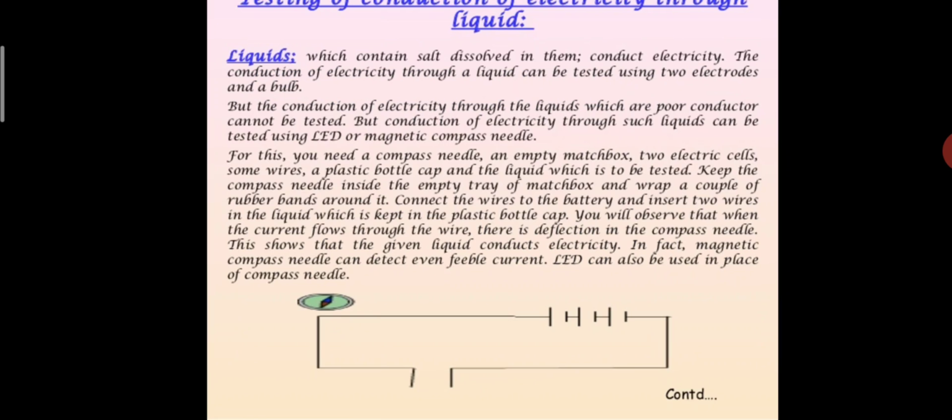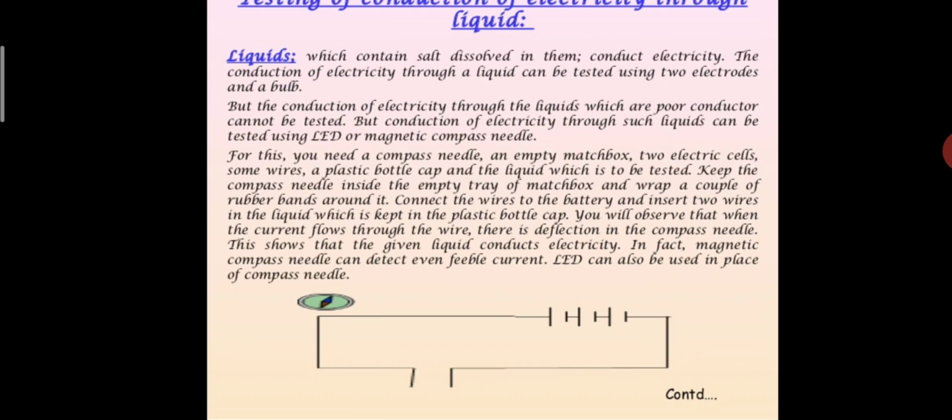Liquids which contain salt dissolved in them can conduct electricity. Students, have you known that distilled water can't conduct electricity, but tap water conducts electricity? Why? Because in tap water all minerals and salts are present, but in distilled water no salts are present. So the liquids which have salt dissolved in them conduct electricity.